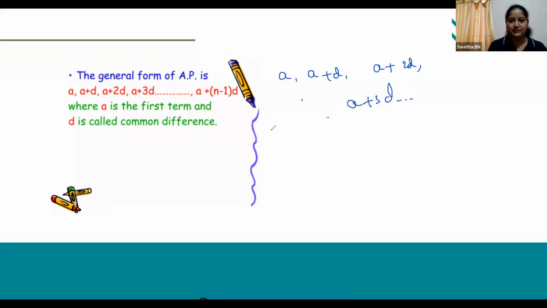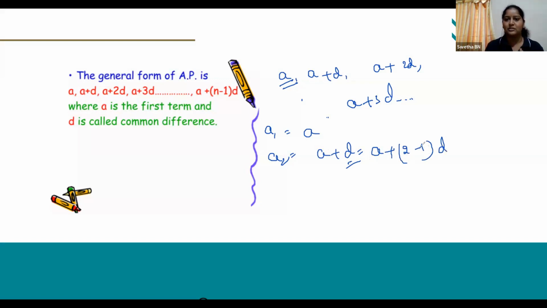Okay, so I will derive the formula, Panchami. A1 is equal to only A, there is no D right now. And A2 is equal to A plus D. So I will write it as A plus, in place of D, 2 minus 1 into D, because 2 minus 1 is 1. So you will get 1D. For A3, I will write A plus 2D. Next, A plus, how will you write 2, Panchami? Tell me, how will you write 2?